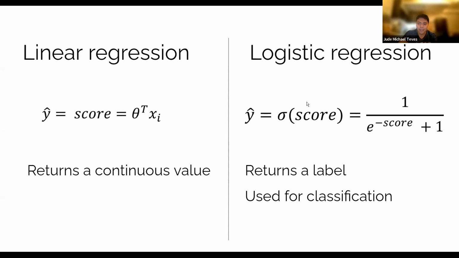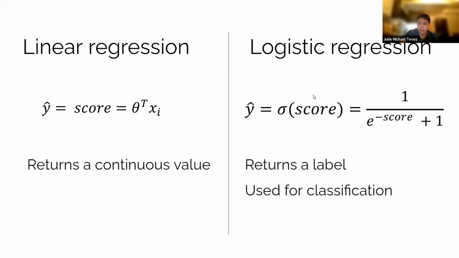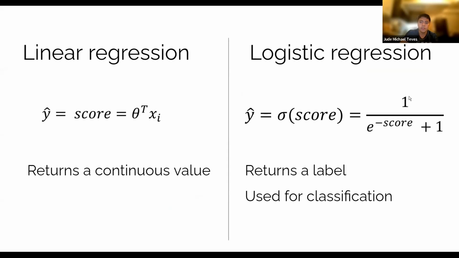Okay, I have to show you the logistic function first. Sorry, I have to go back. Oh yeah, this is the equation. So it's 1 over e raised to the negative of the output of linear regression, plus 1. That's the logistic function.